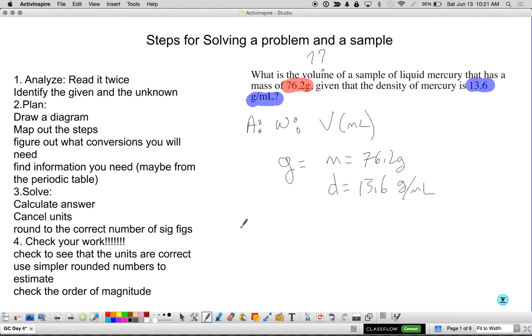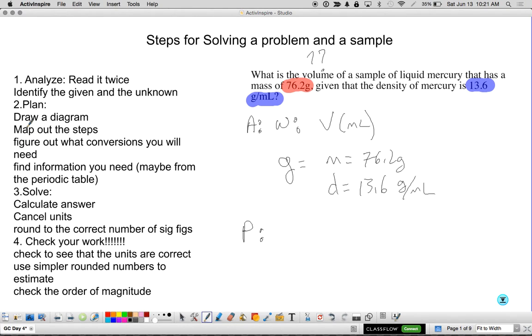Now, next step. This is a very important step that people try to skip, and then they don't have a plan, and then things go badly. Plan. Draw a diagram. Map out the steps. Figure out what conversions you will need. Find information you need, maybe from the periodic table. Maybe we'll use that every day in the spring. There are certain things that you need to figure out what you have to do.